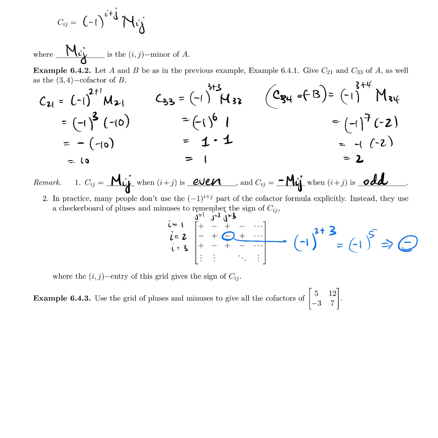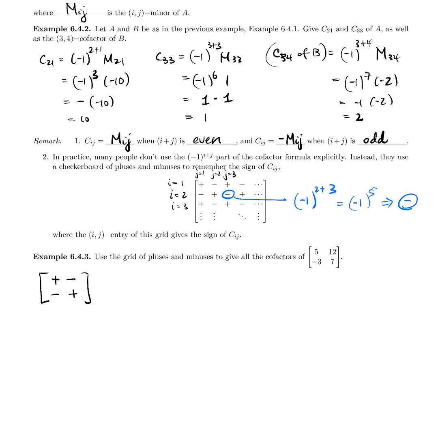So let's use this grid of pluses and minuses to find all the cofactors of this little matrix here: 5, 12, -3, 7. If we only have a 2 by 2, we can write out the full grid. The exponent always starts in the top corner with 1 and 1, and 1 plus 1 is 2. That's always going to be a positive in that top corner. And the grid then just alternates sign like a checkerboard. So there's our grid of pluses and minuses.